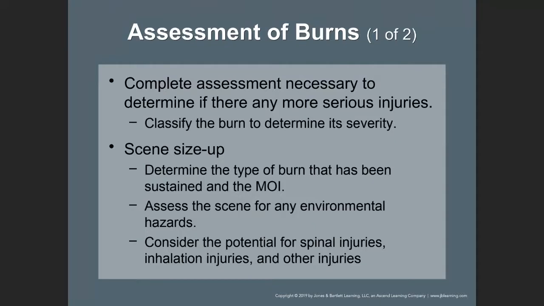Now, assessment of burns. Complete assessment is necessary to determine if there are any more serious injuries. Classify the burn to determine its severity. Conduct a scene size-up to determine the type of burn that has been sustained and the MOI. Assess the scene for any environmental hazards. Consider the potential for spinal injuries, inhalation injuries, and other injuries.